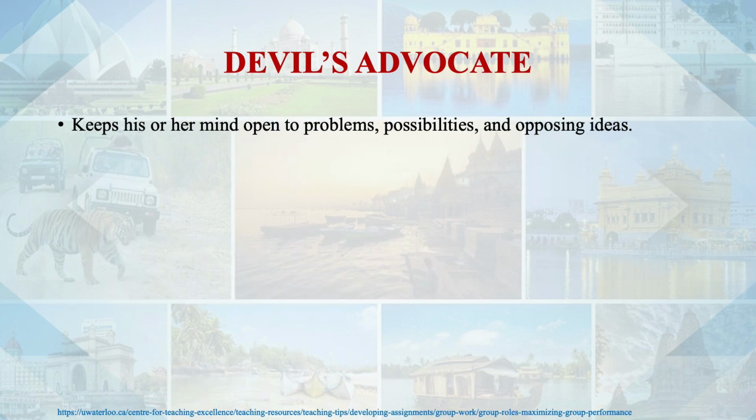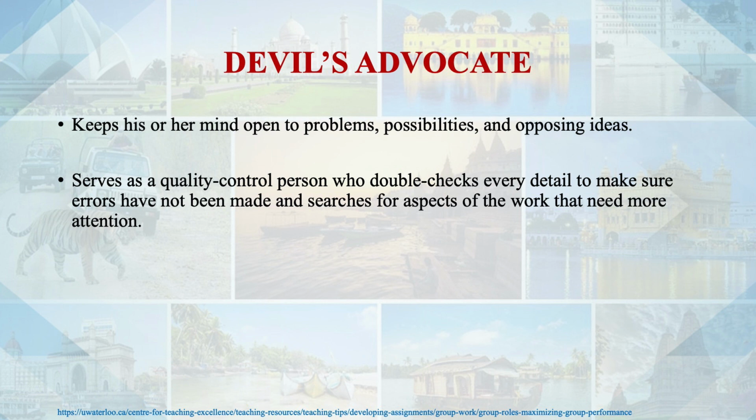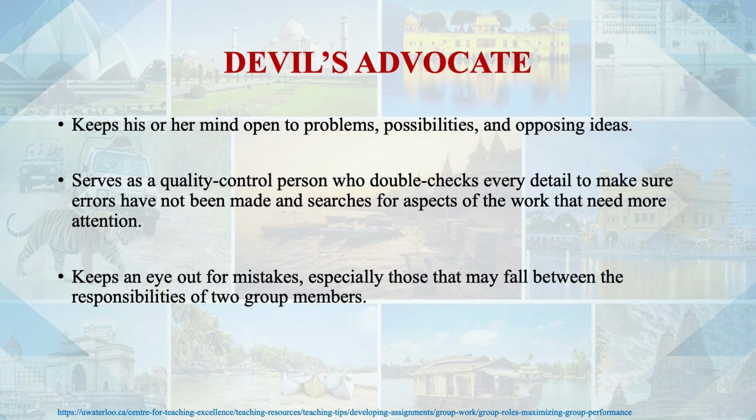He keeps his or her mind open to problems, possibilities, and opposing ideas, and serves as a quality control person who double checks every detail to make sure errors have not been made and searches for aspects of the work that need more attention. He keeps an eye out for mistakes, especially those that may fall between the responsibilities of two group members. The job can profitably be given to one of the most qualified group members and may sometimes rotate from person to person.